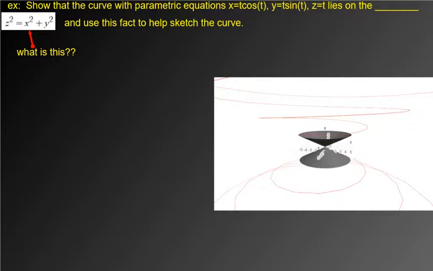All right, so this is just another good question to get you comfortable with vector valued functions. I want to show that the curve with parametric equations t cos t, t sine t, and z equals t actually lives on the cone z squared equals x squared plus y squared. I'm going to use this to sketch it, but I just screenshotted it right here.